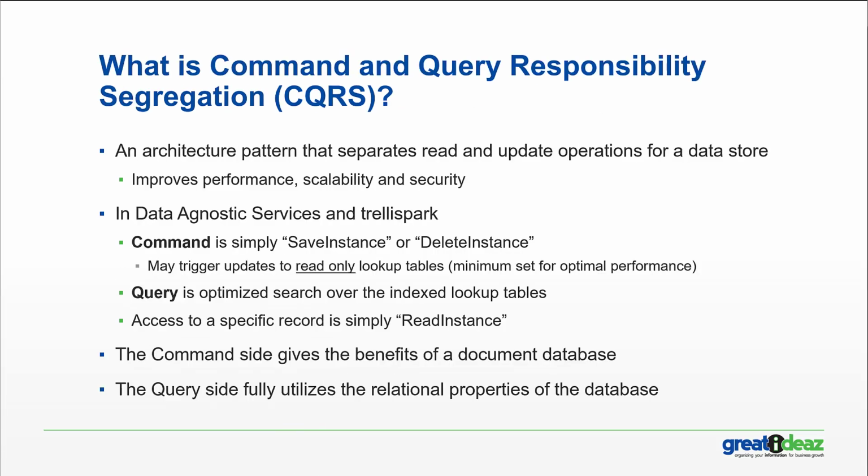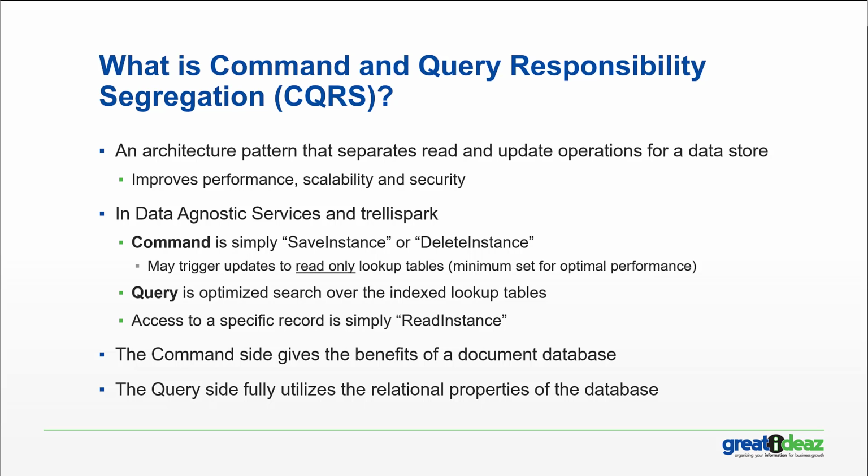Okay, so here is a very common architectural pattern that we see in high performance enterprise architectures. And this is the idea of command and query responsibility segregation, or CQRS. So you'll find this CQRS pattern implemented in traditional relational databases, to a certain extent in NoSQL databases, and clearly it also works very nicely in data agnostic hybrid databases. And in each case, the objective of CQRS is to improve performance, scalability, and security of the solution.